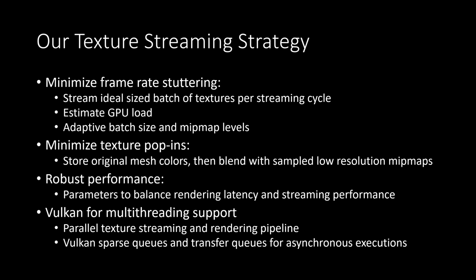Our strategy to minimize frame rate stuttering is to stream an ideal size batch of textures per streaming cycle. To find this ideal batch size, we estimate from the GPU load. This GPU load is used to adaptively adjust the streaming batch size and mipmap levels. To minimize texture pop-ins, we store original mesh colors, then blend them with the sampled low-resolution mipmaps. To achieve robust performance, we introduce parameters to balance rendering latency with texture streaming performance.